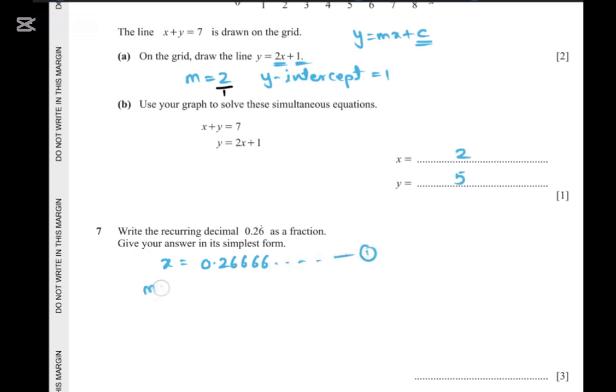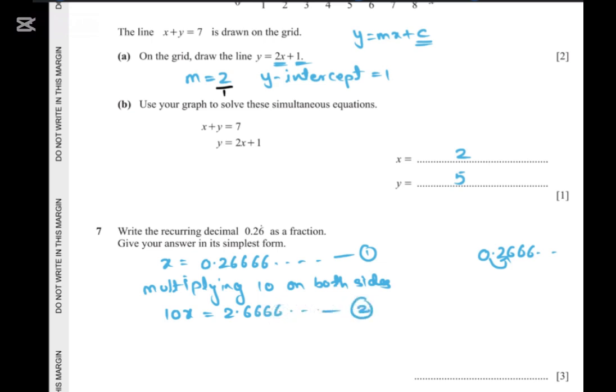Now multiplying 10 on both sides, we have 10x is equal to 2.666, and so on. When you multiply 10 to this decimal, the point shifts to the right. So this is equation 2. Then multiply equation 1 by 100. So we have 100x is equal to 26.6666, and so on. This is equation 3.